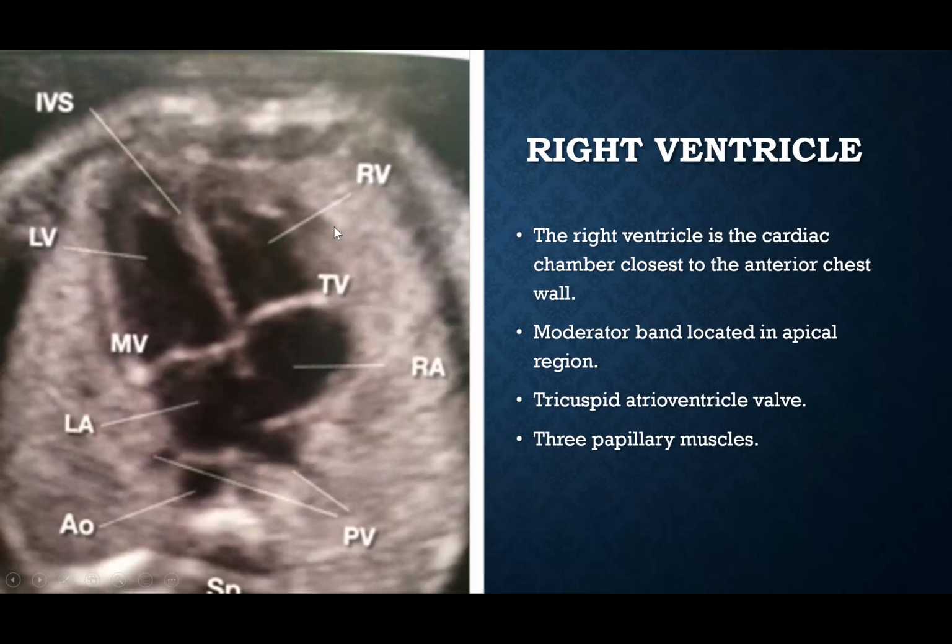The right ventricle is closest to the anterior chest wall. It has a little band called the moderator band. That's another distinguishing factor for the right ventricle. The right ventricle is always associated with the tricuspid valve, so those two always go together. It also seems like it has more papillary muscles than the left ventricle. It's not as smooth as the left ventricle.